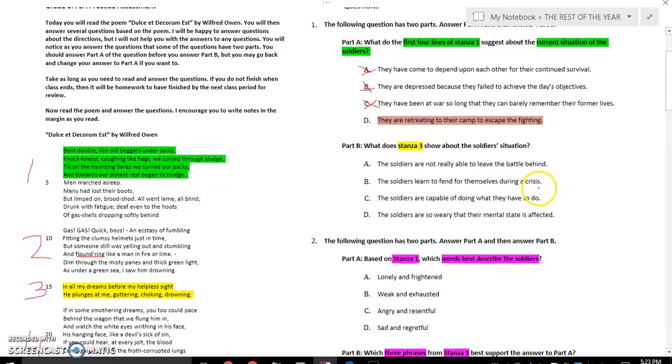Soldiers learn to fend for themselves during a crisis. There's nothing connected to that. The soldiers are capable of doing what they have to do.